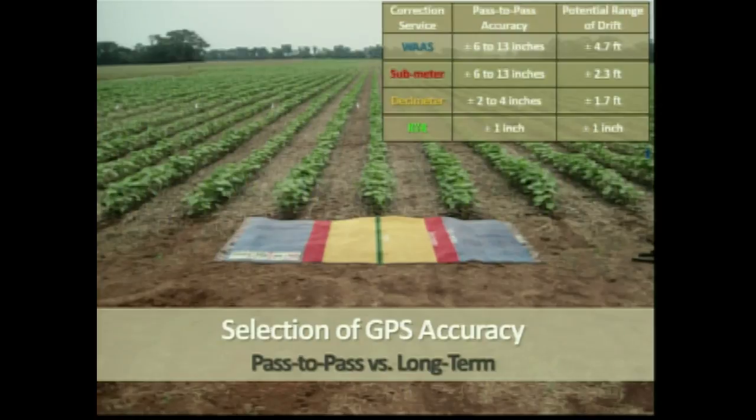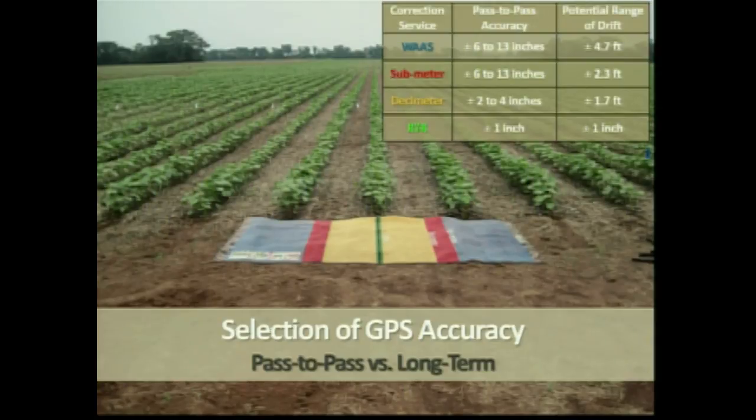Here's another way to look at that. This is data that we collected on the right side. One thing, this is hard to understand for some of us, but it's pass to pass versus long term. Pass to pass is normally defined this way: if I make a pass down the field, I turn around and come back within 15 minutes of that prior pass, what is my deviation off of that AB line? So that's pass to pass. As long as I'm within 15 minutes, what is my expected accuracy? So you'll see anywhere from 6 to 13 inches on WAAS. Okay. If you go to the right side, we talk about long-term accuracy.